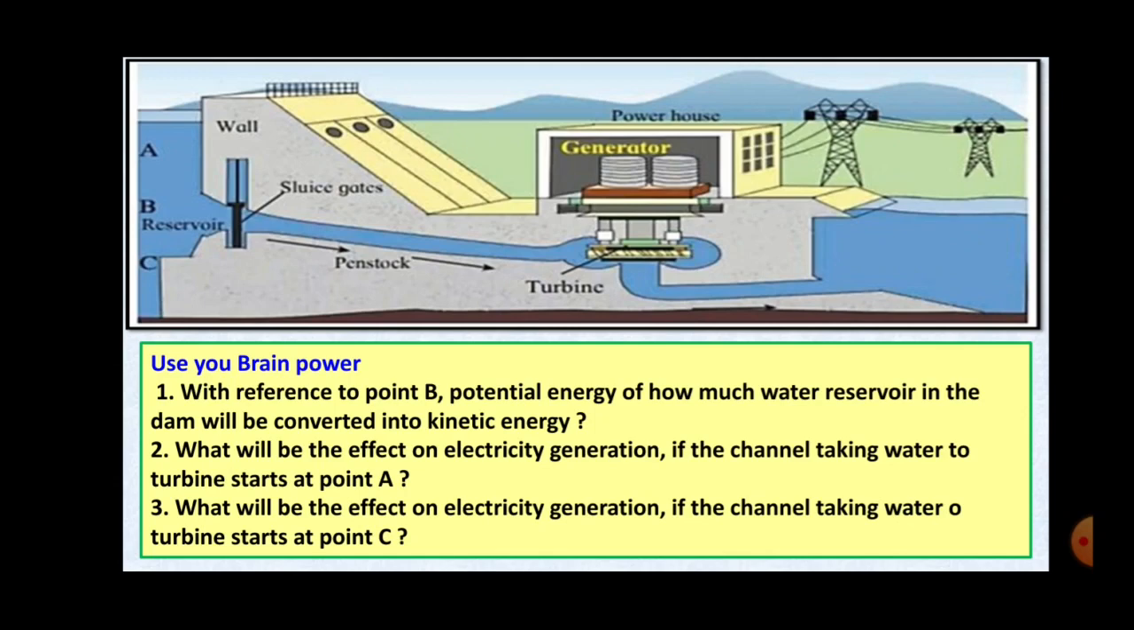So the kinetic energy generated will be quite less because the flow of water will be less compared to the flow of water from B and A. And definitely it will affect the rotation of the turbine. The speed will be less and thus the electricity generation will also be less. So it depends upon the height of the point from where the water is allowed to fall. Okay, so this is all about the hydroelectric power plant.